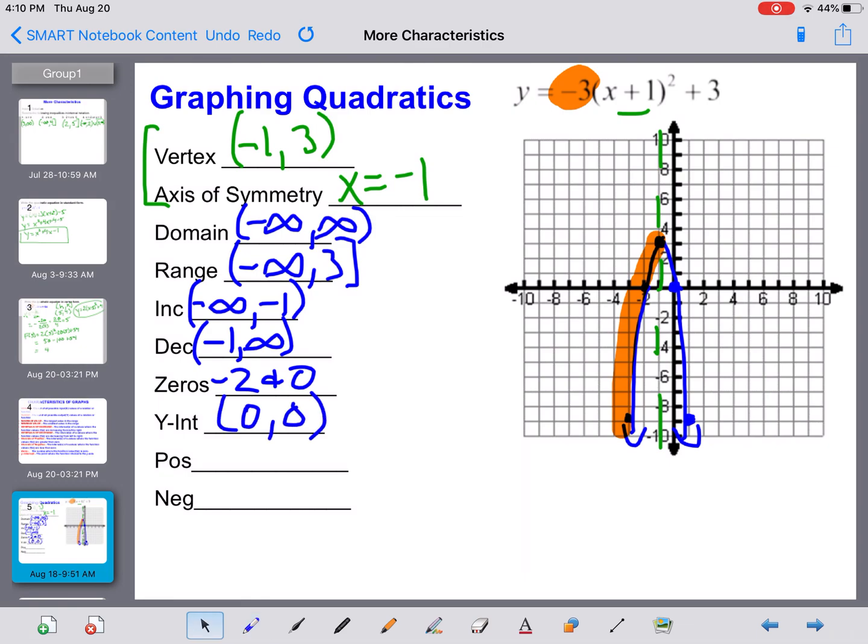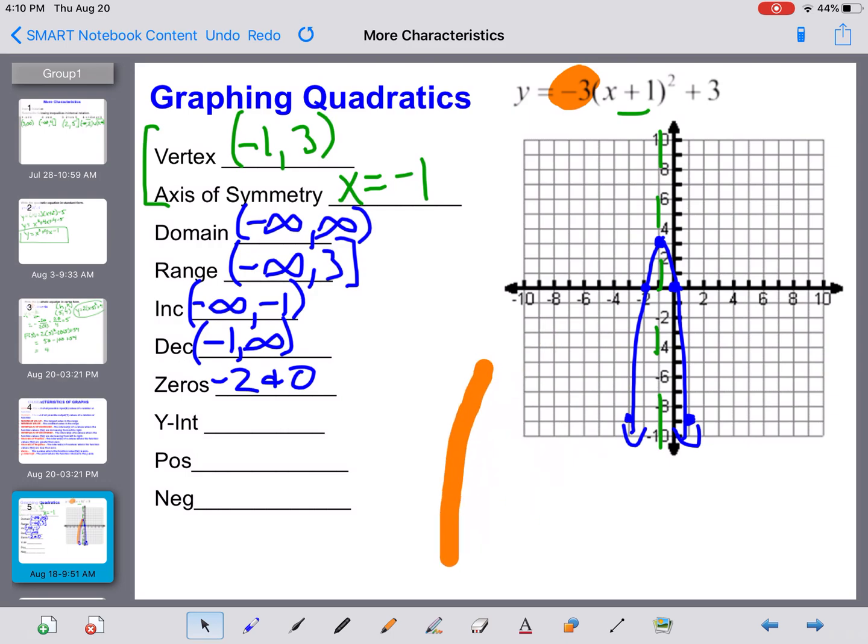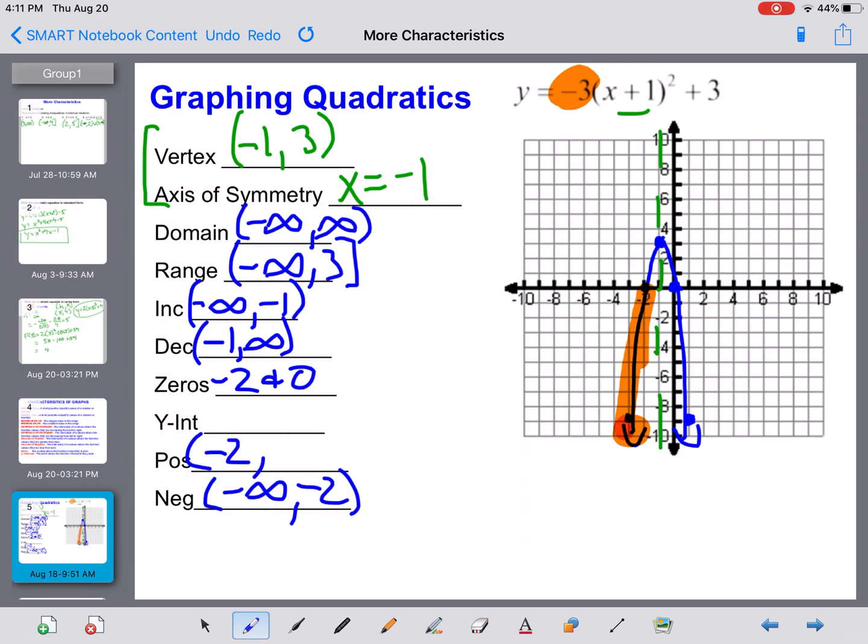And for intervals of positive and negative, we want to make sure that we are using the zeros. So these zeros, we start on this bottom area, when x is -infinity, we are going to be negative until we get to the first x-intercept of -2, or the zero of -2. So we are going to say that we are negative from -infinity until -2. And then after -2, we become positive, and we're going to be positive until 0. And then we're going to start being negative after 0 until positive infinity.